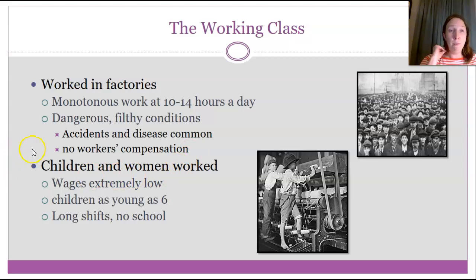Families were so desperate for money and wages were so low that even children and women worked. Now, we might think, well, of course women should work. That's equal, right? Yeah, of course there was some of that where women got some level of independence by being able to leave the home and work, but that's not what was the norm at that time. It was still very normal for women to take care of the children, take care of the home while the man went to work.